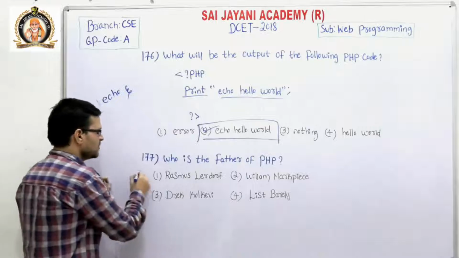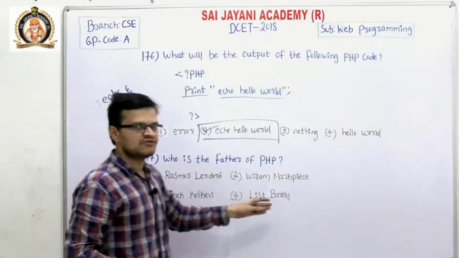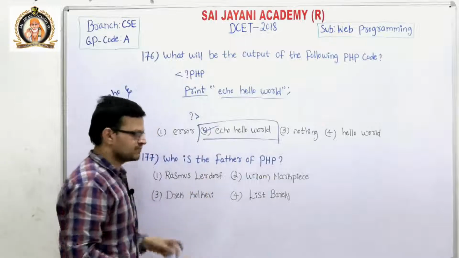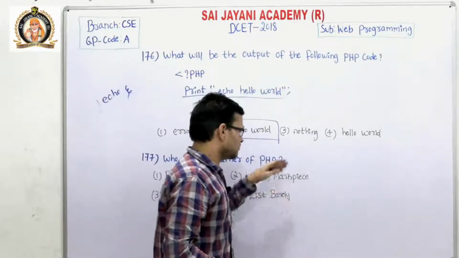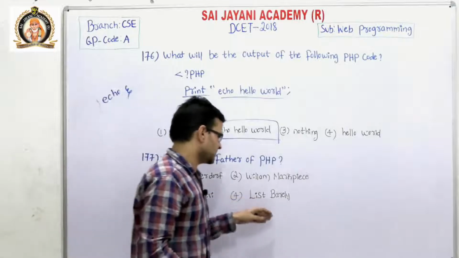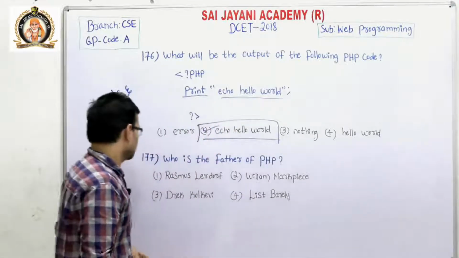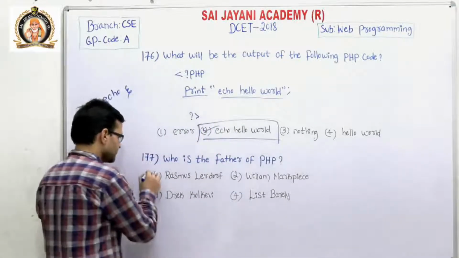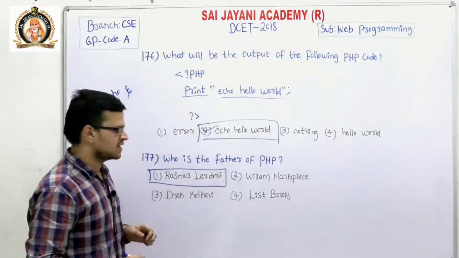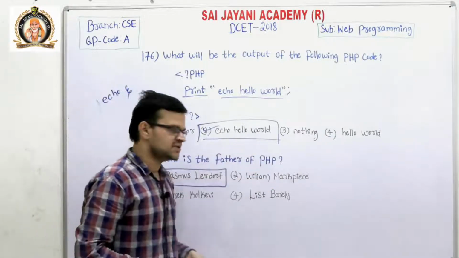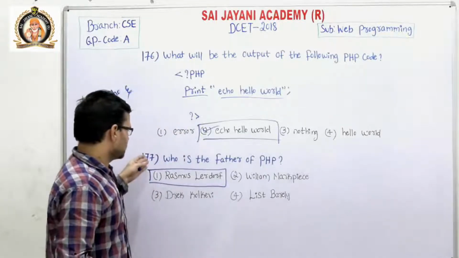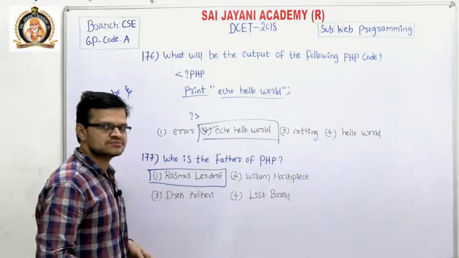Move on to question number 177. Who is the father of PHP? We have four options: Rasmus Lerdorf, the second one is Willem Makepeace, the third one is Drake Kolkevi, and the fourth one is List Berle. For question number 177, the first option, that is Rasmus Lerdorf, is the father of PHP. So for question number 177, the first option is the right option.